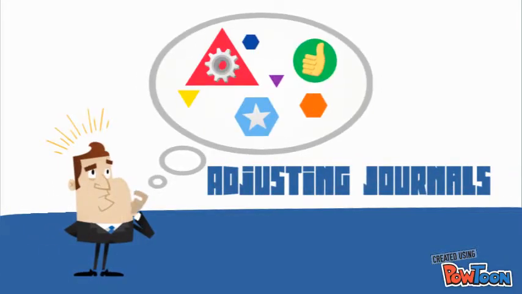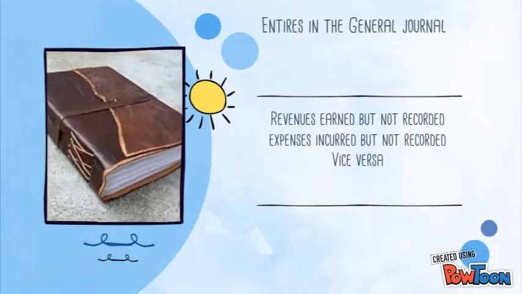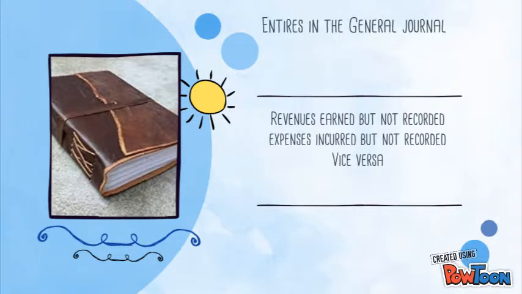Hello, I'm going to be briefly talking about adjusting journal entries. Adjusting journal entries are made in the general journal to record revenues that have been earned but not recorded, or expenses that have been incurred but not recorded, and vice versa.